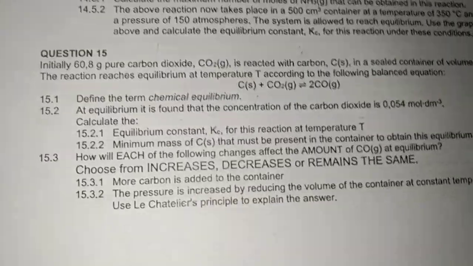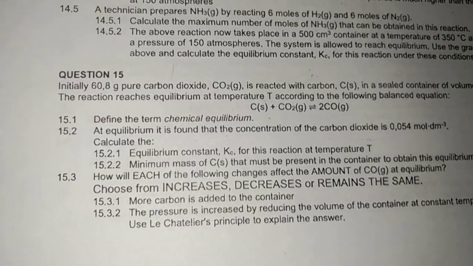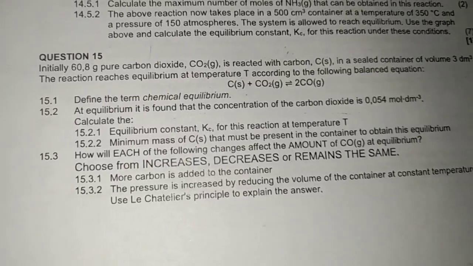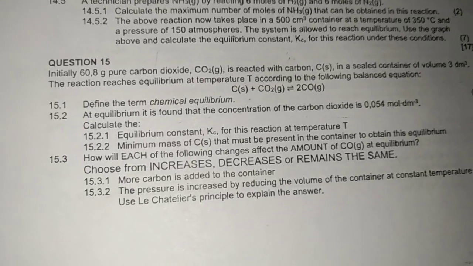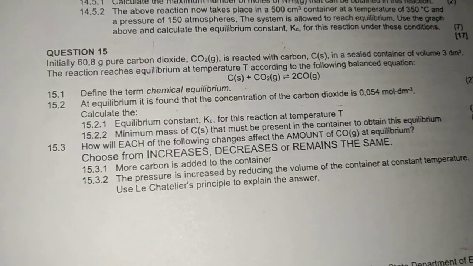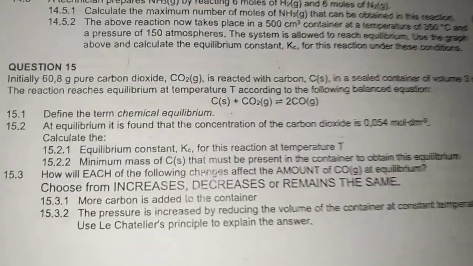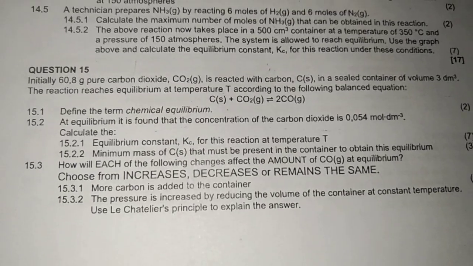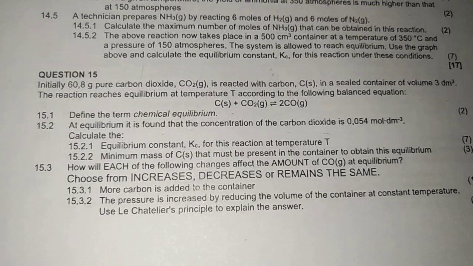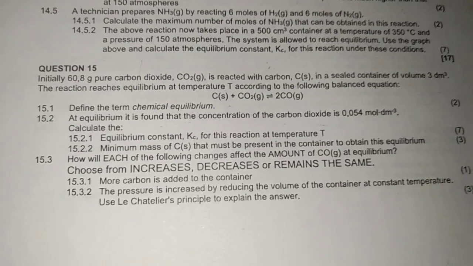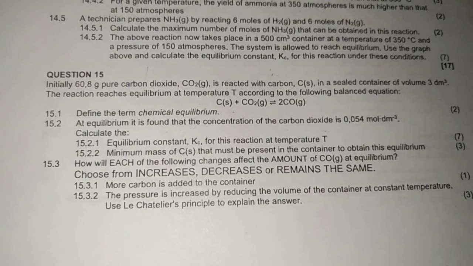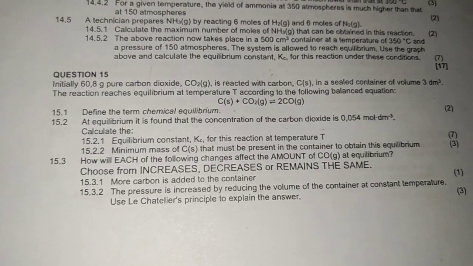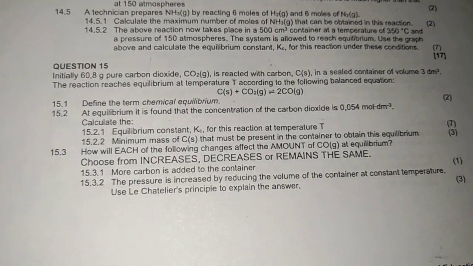So let's start. The statement says, on question 15, initially we have 60,8 gram of pure carbon dioxide which is reacted with carbon in a sealed container of volume 3 dm3. Now the reaction reaches equilibrium at temperature T. Now they've given us a balanced equation. The first question says define the chemical equilibrium.